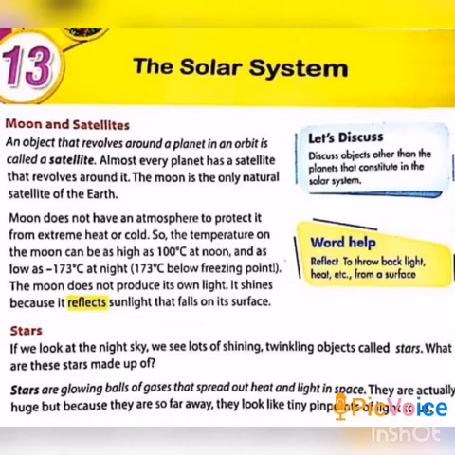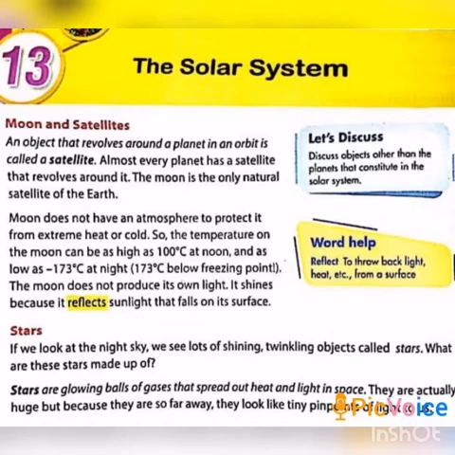The sun is the big star and the other 8 planets revolve around the sun. The 8 planets are Mercury, Venus, Earth, Mars, Jupiter, Saturn, Uranus and Neptune. Then one more, Pluto, is a dwarf planet. In today's class, we are going to learn about the moon and satellites.